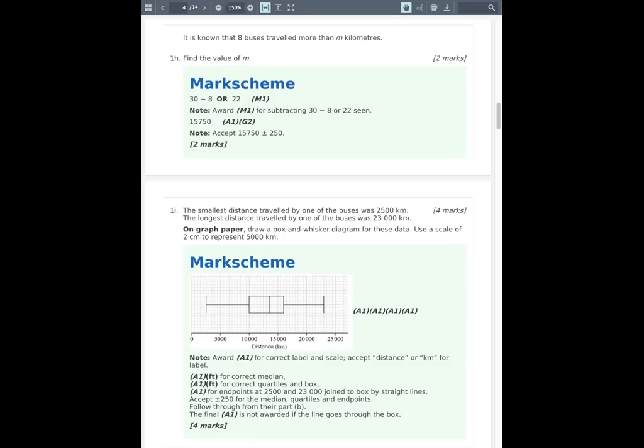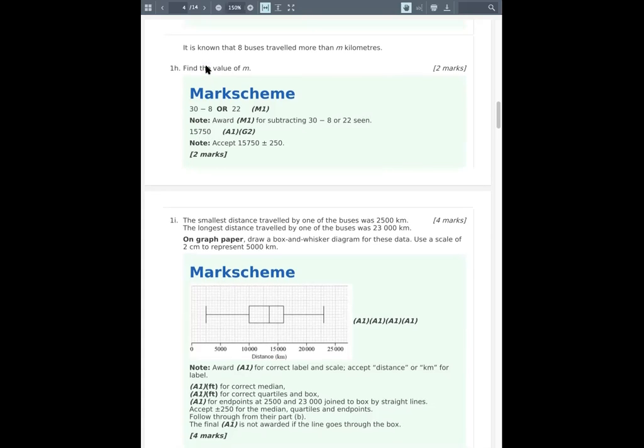But on the mark scheme, it also says that it accepts answers 250 below that and 250 above that. But if you want to be accurate, that's how I would do it. Wait, why would you subtract 30 over 8 again, or minus 8 again?